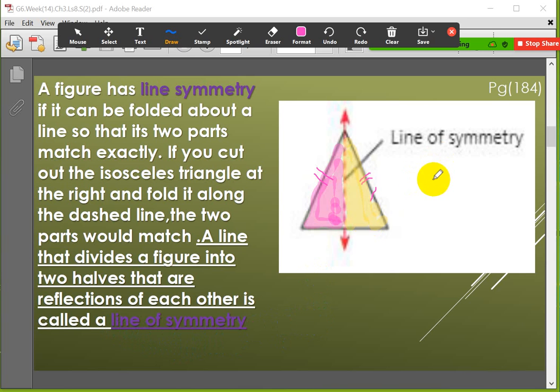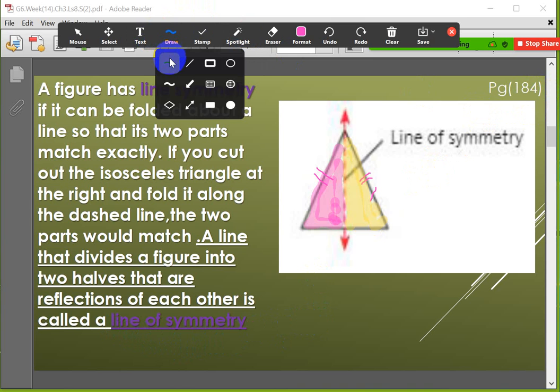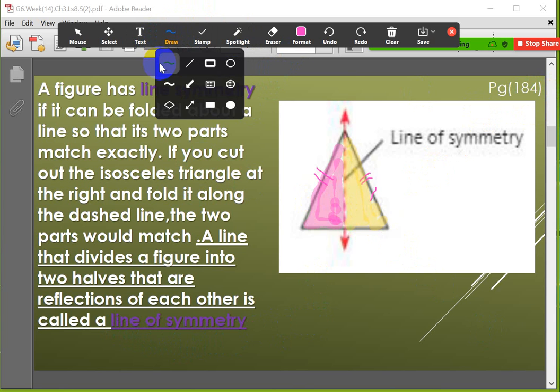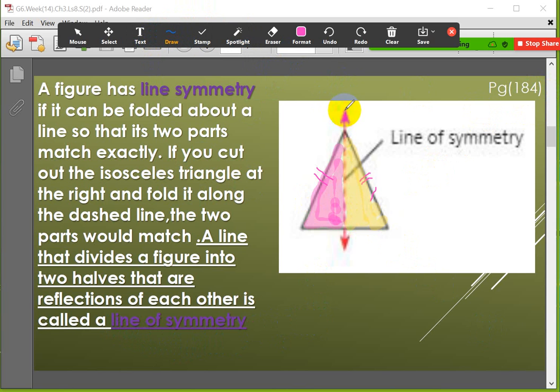Why are you sending question marks on the chat? Why are you sending question marks? So, did you understand what that means? What do I mean by line of symmetry?